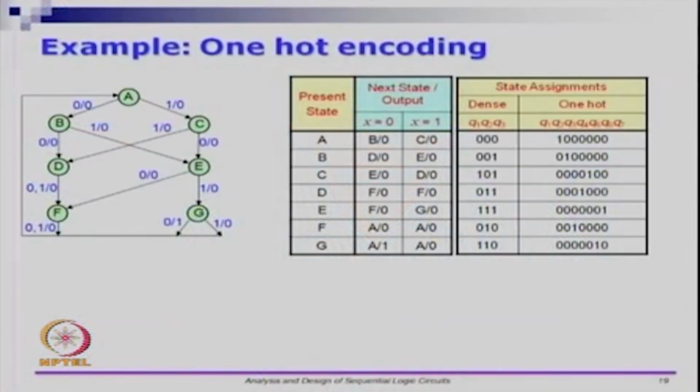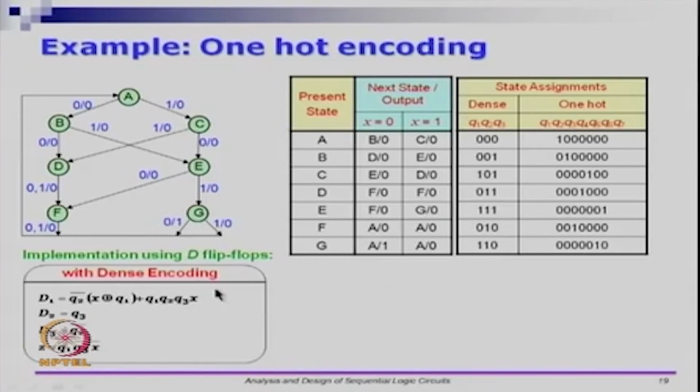In one hot encoding, the decoding is actually simpler. If you want to find out if you are in a particular state, you only inspect that bit. So if you want to implement this using D flip flops, I go and look at D1. So I want to look at what are all the conditions at which Q1 should be on. For the dense encoding, it seems to be some complicated equations, right. So I have to go and derive it, I have to put it in the K map and so on.